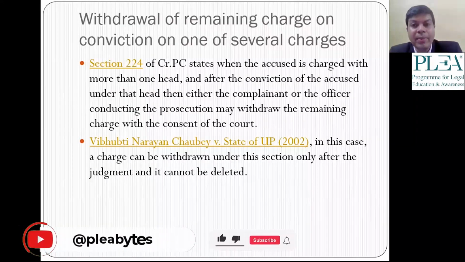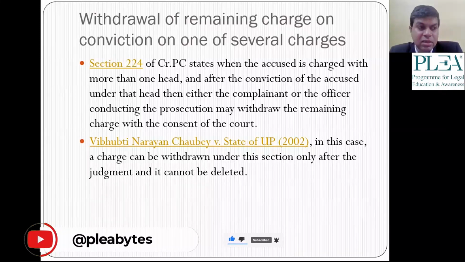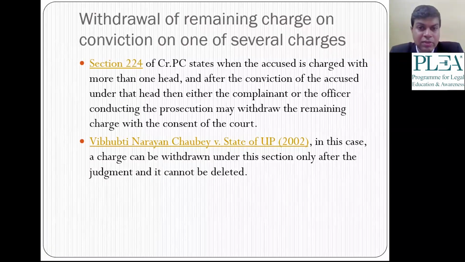That is withdrawal of remaining charge on conviction on one of several charges. Section 224 of CrPC states that when the accused is charged with more than one head, and after the conviction of the accused under that head, then either the complainant or the officer conducting the prosecution may withdraw the remaining charge with the consent of the court.